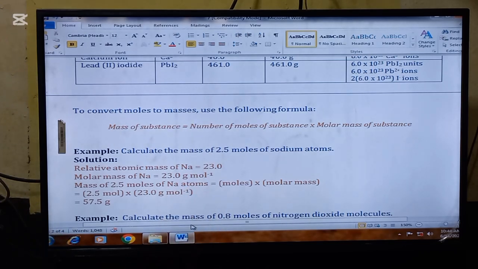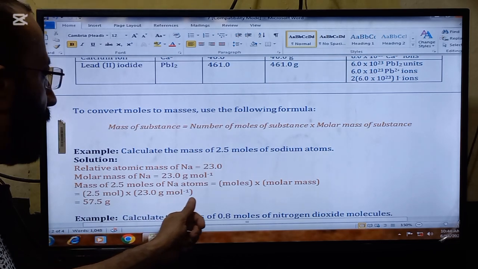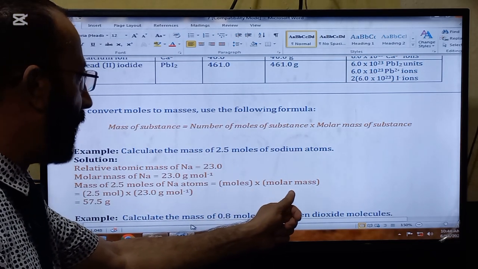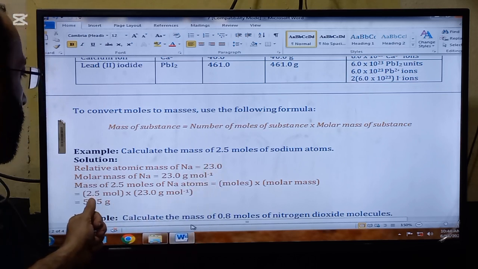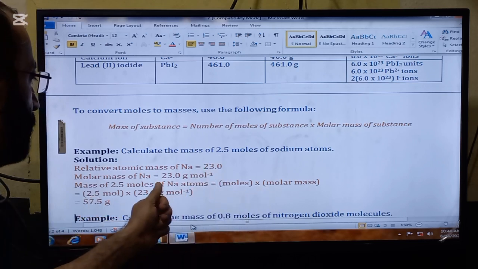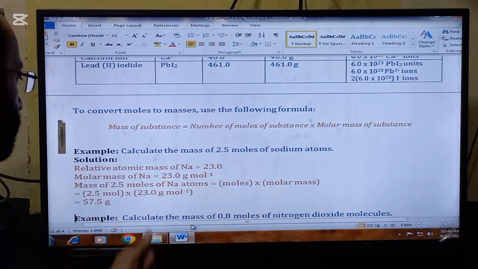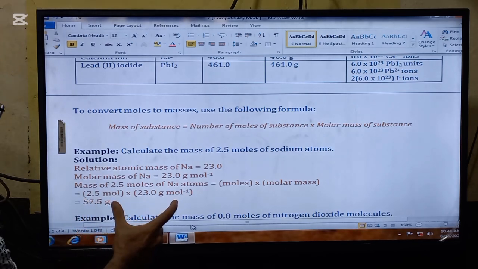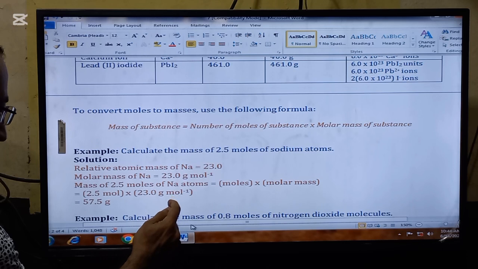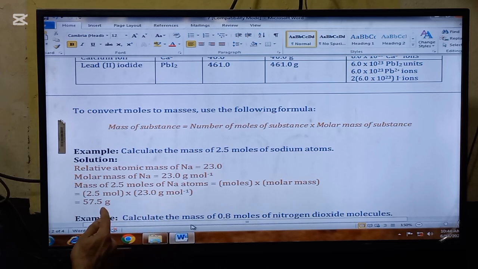Now we are going to apply the formula. Mass of the sodium atoms will be equal to moles multiplied by molar mass. So moles given in the question are 2.5 and molar mass we have found out, that is 23. So multiply on the calculator. Now look into the unit. This mole will be cancelled with it. Only gram will be put with the answer. So this is the answer.